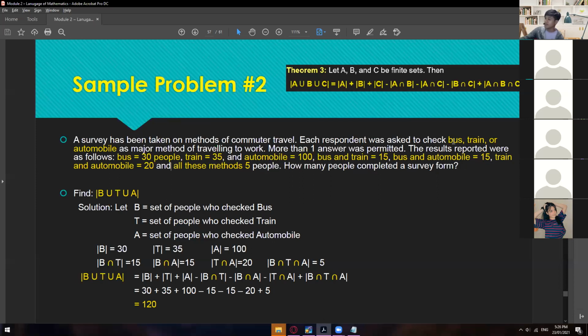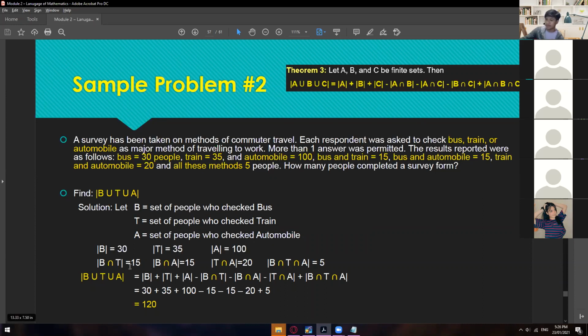Since we now have 3 individual sets, we have to use theorem number 3: A union B union C. But in here we'll just use the name of the set. So B is for the bus, T for the train, and A for the automobile. B here is 30, train is 35, A is 100.